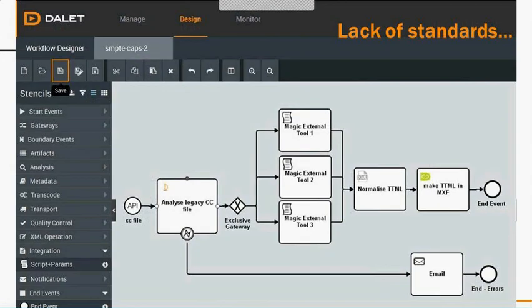And that lack of standards means that most workflows today, and here's one from the Dalet Academy Workflow Controller, probably means that you have to build a caption workflow that has these magic external tools in the middle to make your stuff magically work. Because really, the only way you're going to get it to work today is with some sophisticated TTML processing.